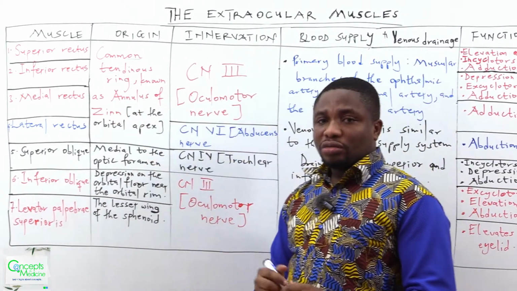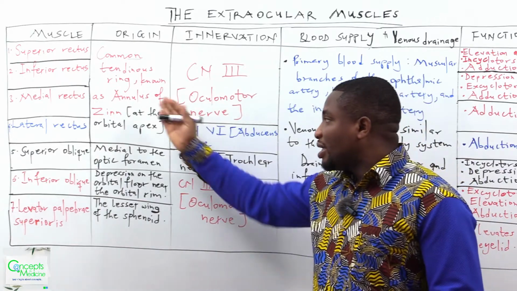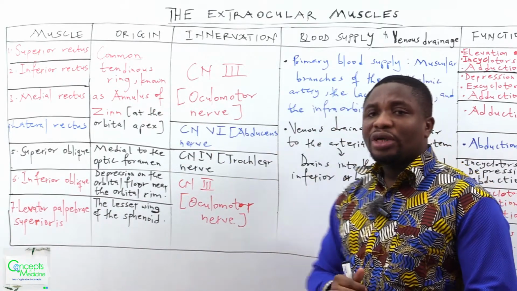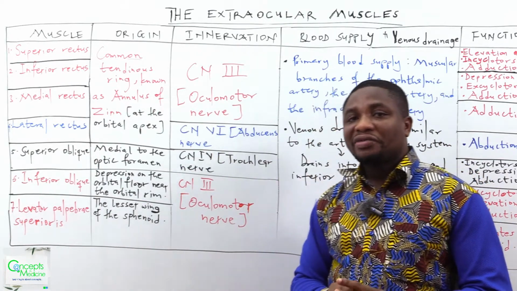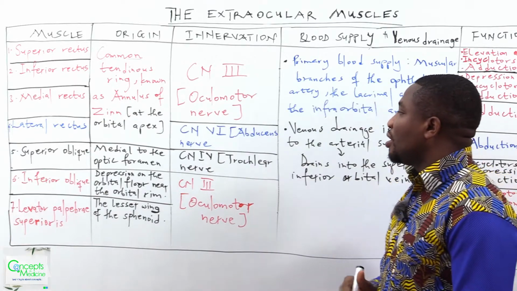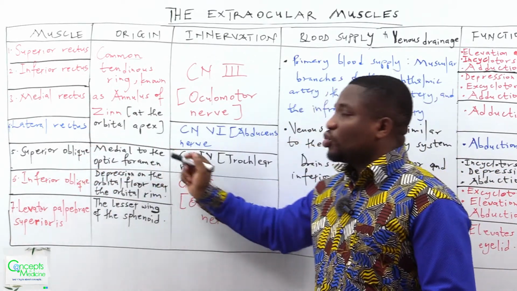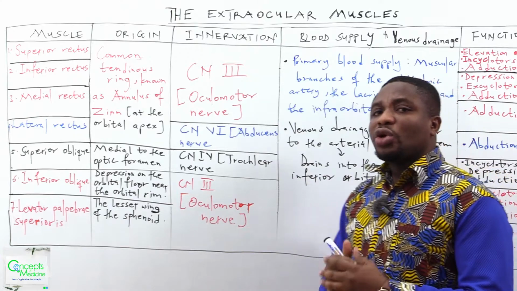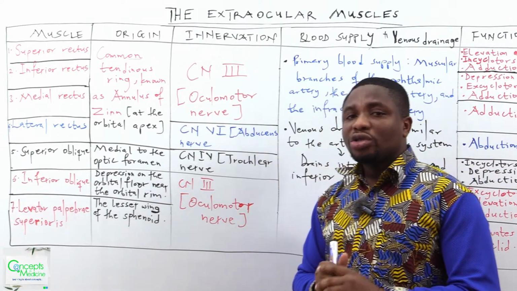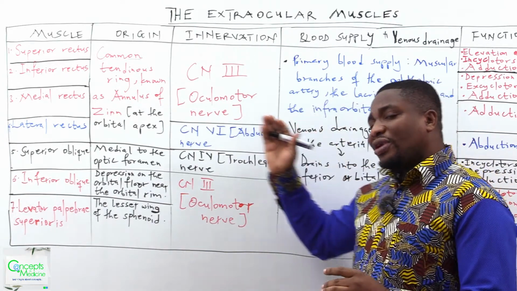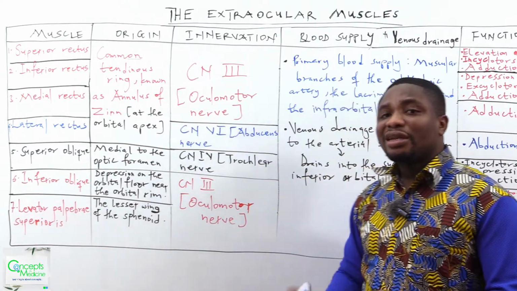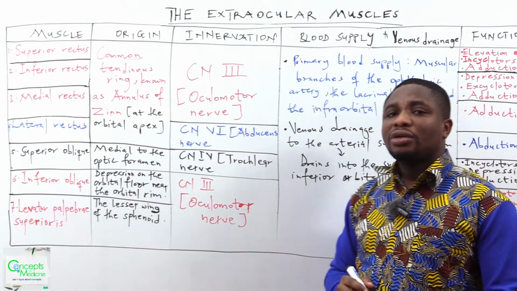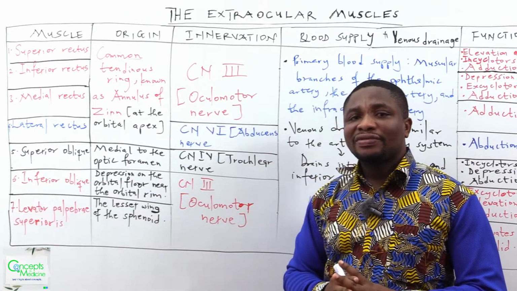The medial rectus originates from the annulus of Zinn, and is also innervated by the 3rd cranial nerve, that's the oculomotor nerve. Then we move on to the lateral rectus. The lateral rectus also originates from the annulus of Zinn. It is innervated by the 6th cranial nerve, known as the abducens nerve.